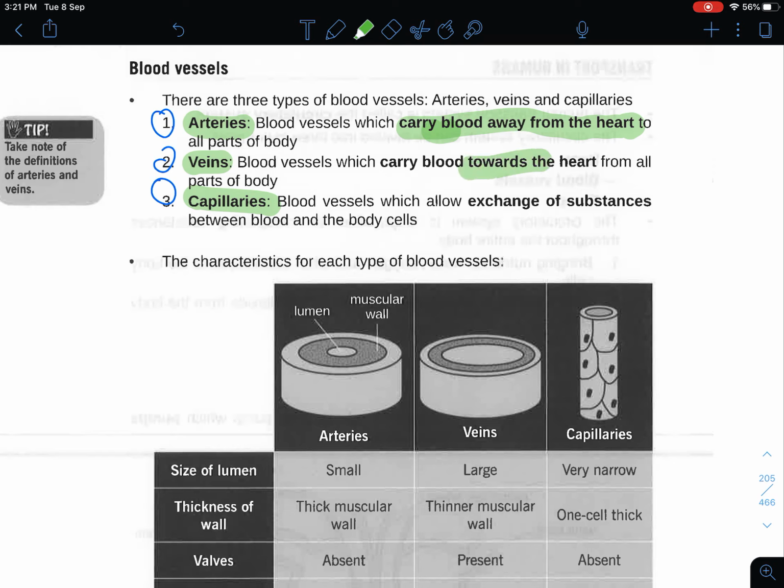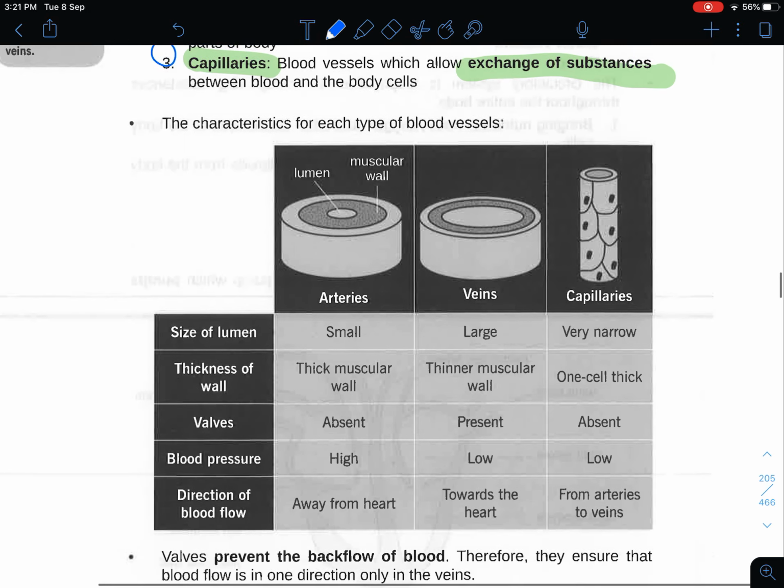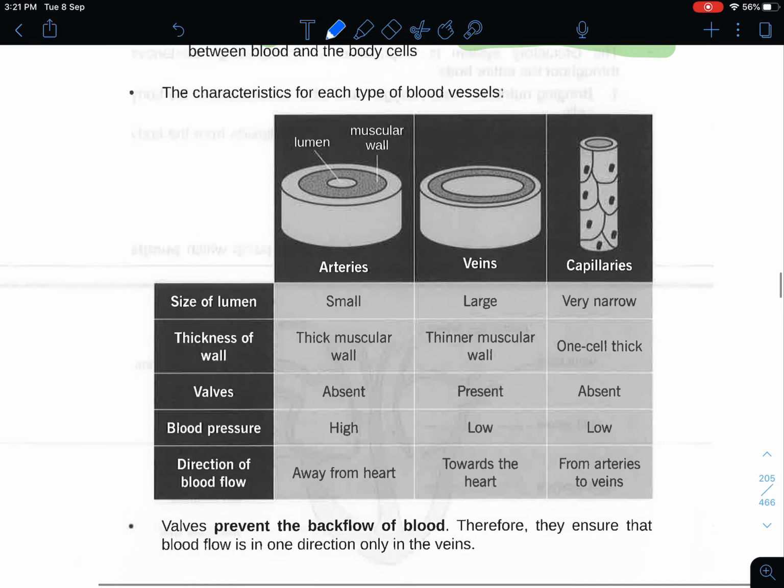Okay, and for vein, it generally carries blood towards or into the heart. And last but not least, capillary is just a bridge between the two. How do you remember? Artery is away, and away starts with A, and vein is into the heart, so it's towards the heart. Okay, and of course capillary involves the exchange of your juices.